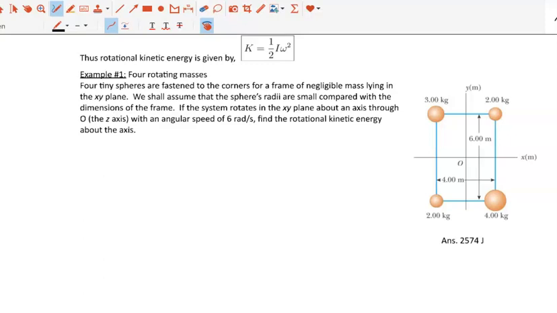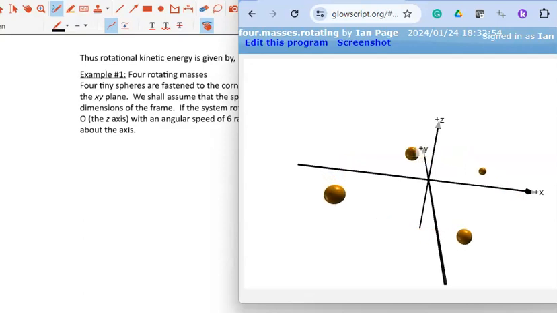All right, here is example number 1. We have 4 rotating masses. Let me show you a picture of that. We have in our animation 4 masses rotating about the z-axis along the xy plane, and we're asked to calculate the rotational kinetic energy of this system.